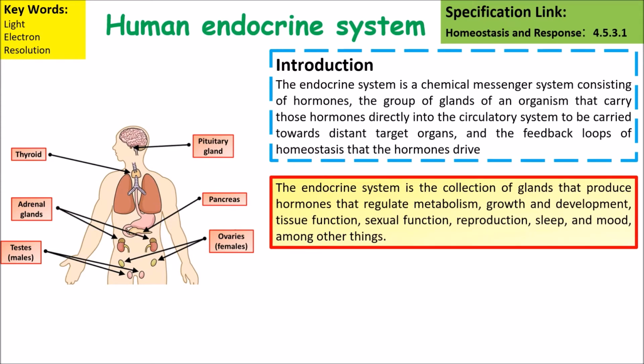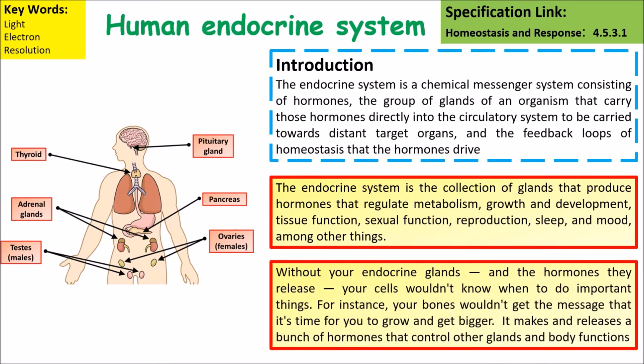So the endocrine system, like we just said, is a collection of glands that produce hormones that help regulate things such as metabolism, growth, development, reproduction, sleep, all manner of things. So without your endocrine glands, the hormones they release, your cells wouldn't know when to do important things. So for instance, your bones wouldn't get the message that it's time for them to start dividing during growth.